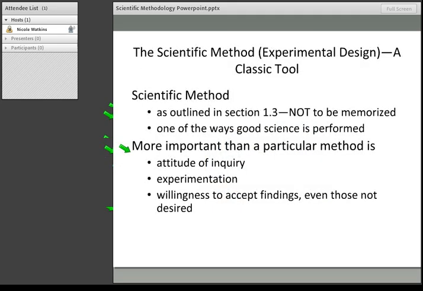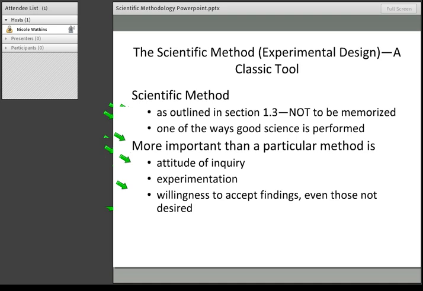So moving into the scientific method, or the experimental design, you may have heard of this term before. It is a classic tool that is outlined in section 1.3, and it is utilized to help make sense of a science experiment. The scientific method is not to be memorized, but is one of the ways good science is performed. And more importantly, it helps you to acquire that attitude of inquiry and the use of experimentation and replication. And it allows you to have a willingness to accept findings, even when those findings are not desired.